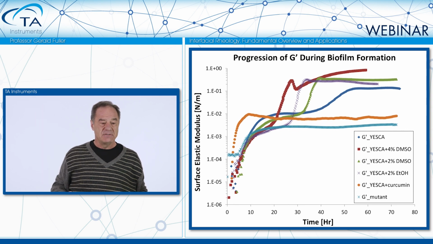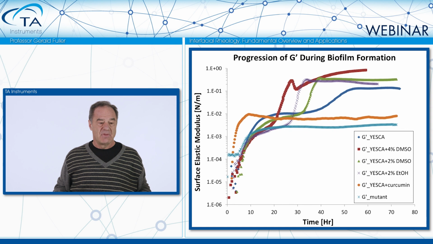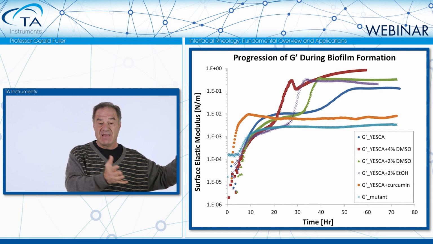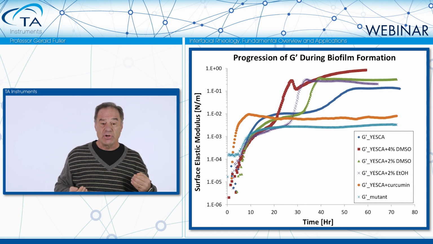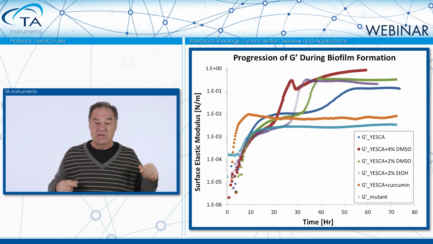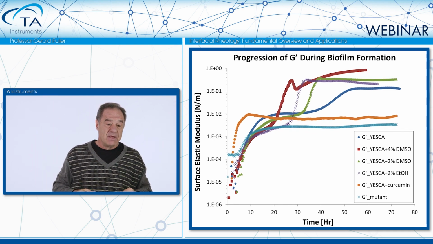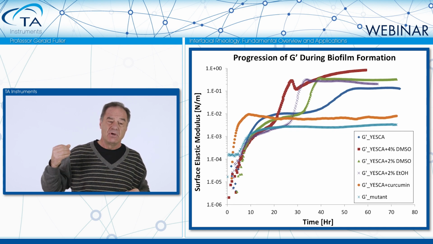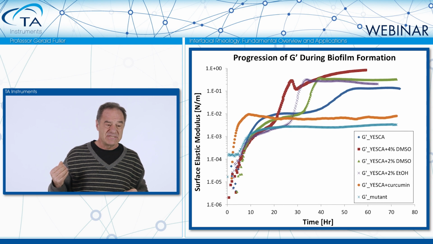Now, let's add DMSO at 2 and 4%. That's the green and the kind of the red squares. You can see a very dramatic increase. It happens earlier, and it's elevated in strength. And that's a log axis on the modulus. Ethanol, same thing. You get the biofilm occurring earlier by about 10 hours, and it's stronger.